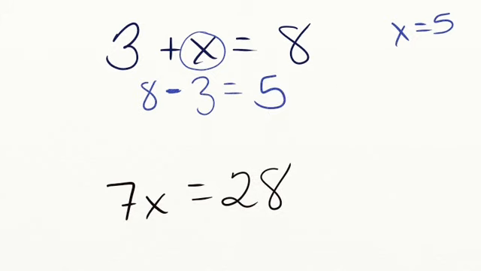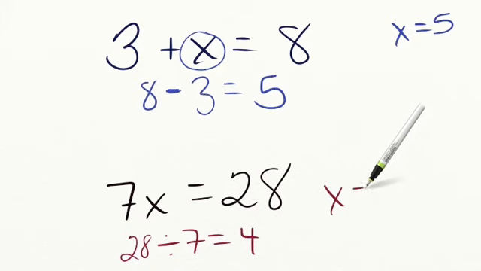So there's two ways that we can approach this problem. We can say 7 times what equals 28, or we can use the inverse operation. Well, what's the opposite of multiplication? That's right, division. So if we take 28 and we divide it by 7, we're going to find out what this mystery number x means. All right, 28 divided by 7 equals 4. So we know that x equals 4.